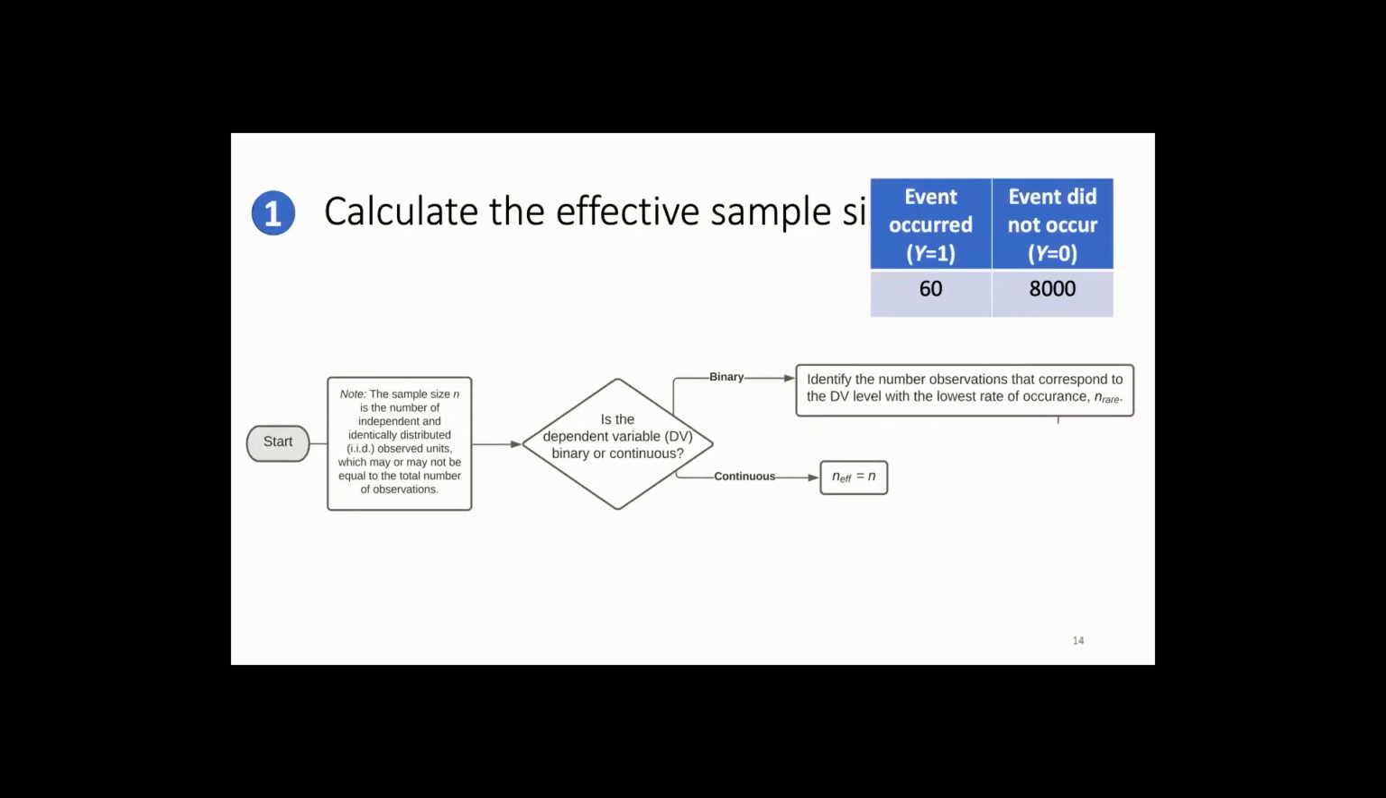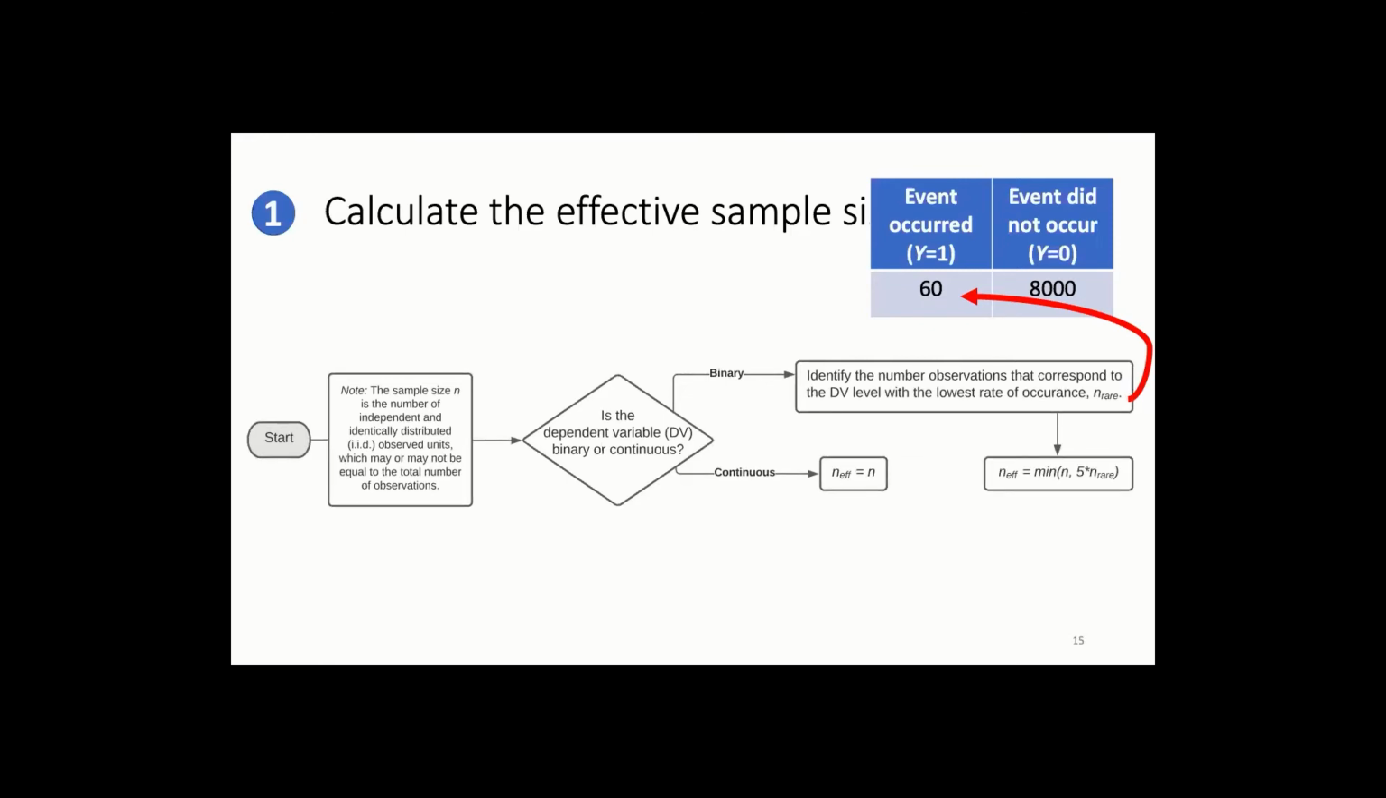Here's an example where N is very large, but one of the levels of the dependent variable, y equals 1, when the event occurs, happens far less often than the other level, y equals 0. Here, 60 is N rare, the level of the dependent variable with the lowest rate of occurrence. And now that we have N rare, we can calculate the effective sample size as the minimum between N and 5 times N rare. So in this case, we would say that the effective sample size is 300. It's important to keep N rare in mind when we specify the superlearner, not just the effective sample size. And we'll see this shortly, as well as in the example.